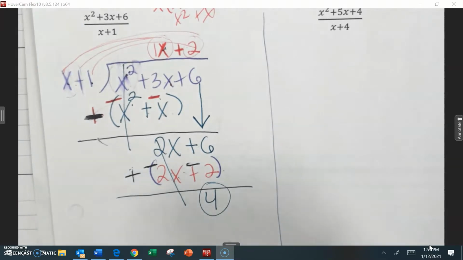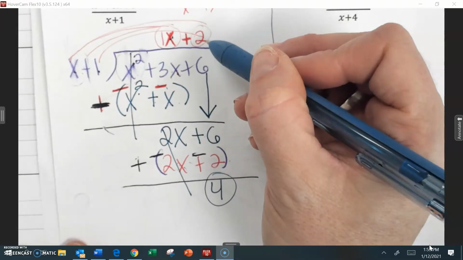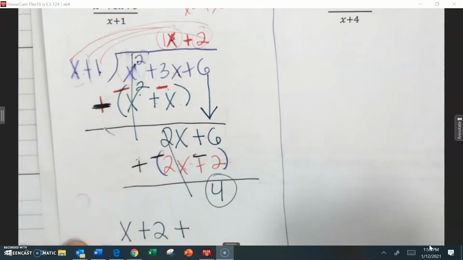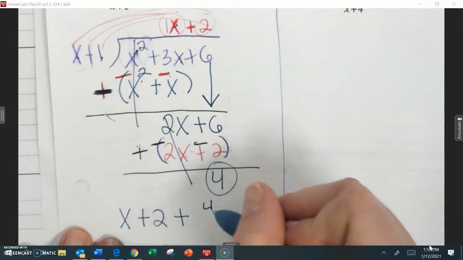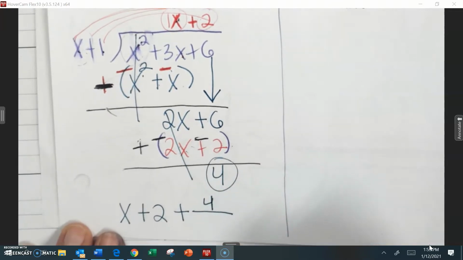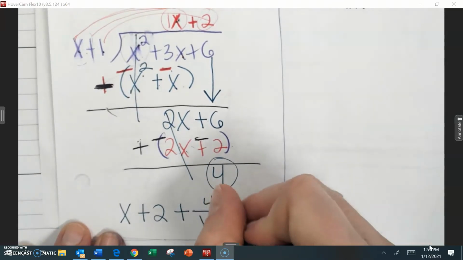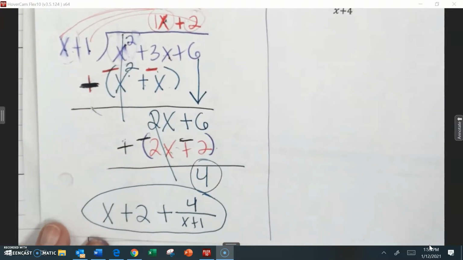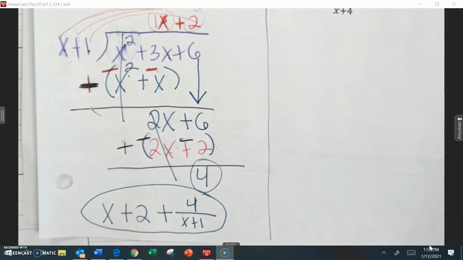You ready for this? Your final answer is the x plus 2 that we have in that division, plus your remainder. That 4 gets written over your divisor. So your final answer is x plus 2 plus 4 all over x plus 1. Okay?